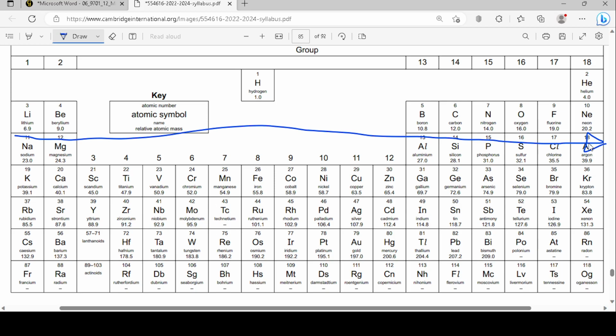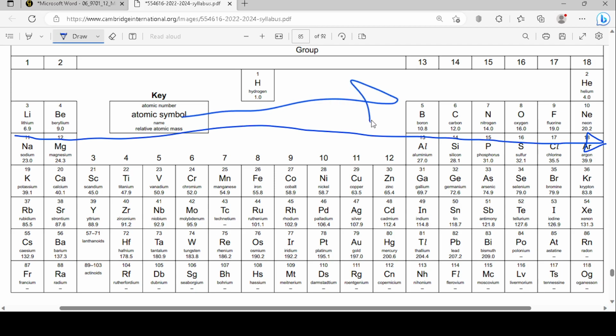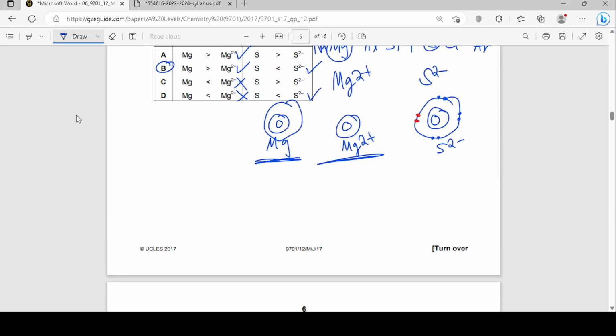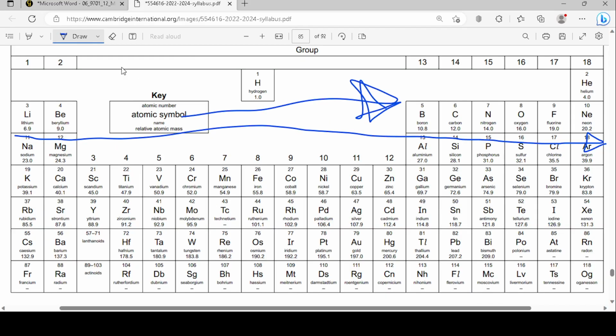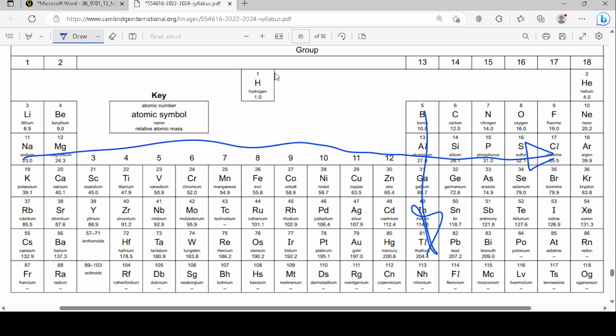because of that, the nuclear force of attraction on the valence electrons also increases, and so the atomic radius decreases. But that same logic implies the electronegativity also increases across the period. Just like how across a period ionization energy increases because of greater nuclear force of attraction on the valence electrons, electronegativity will increase across the period, and electronegativity decreases down the groups.